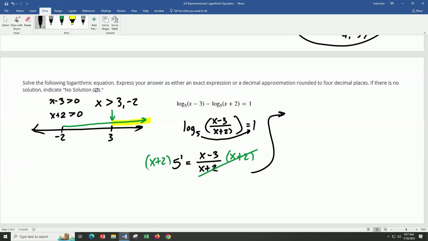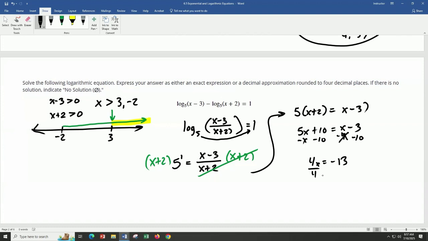Do not forget, to get to this class, you had to pass intermediate algebra, and we did this in intermediate algebra a lot. Okay, so now you have 5(x plus 2) is equal to x minus 3. We can go ahead and just do 5x plus 10 is equal to x minus 3. Let's just keep solving for x. Let's subtract an x, subtract an x, subtract 10, subtract 10. I get 4x is equal to negative 13.